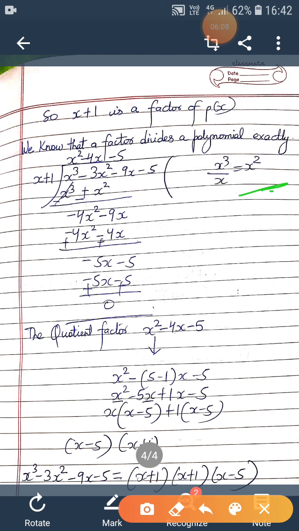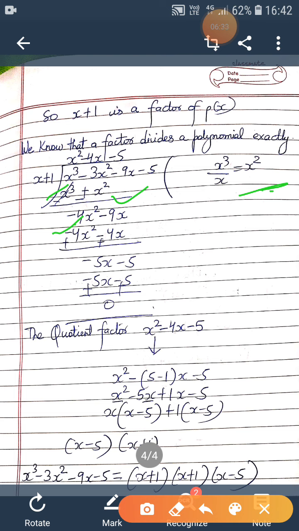Now we multiply x square with x plus 1: x square multiplied with x gives x cube, and x square multiplied with 1 gives x square, putting it below the like term. Then using subtraction, minus 3x square minus 1x square gives us minus 4x square. Then the next term we can write below, minus 9x.